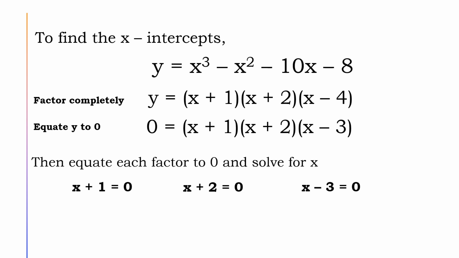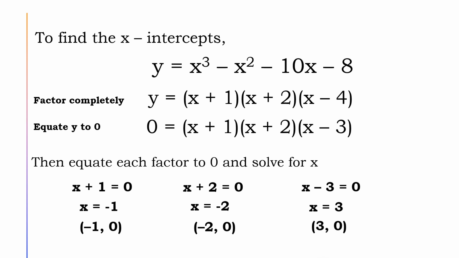So for the x plus 1 equals 0, the value of x is negative 1 and the intercept is negative 1, 0. So for x plus 2 equals 0, we have x equals negative 2 and the x-intercept is negative 2, 0. And then we have x equals positive 3, so we have the intercept 3, 0. We are done with the x-intercepts.